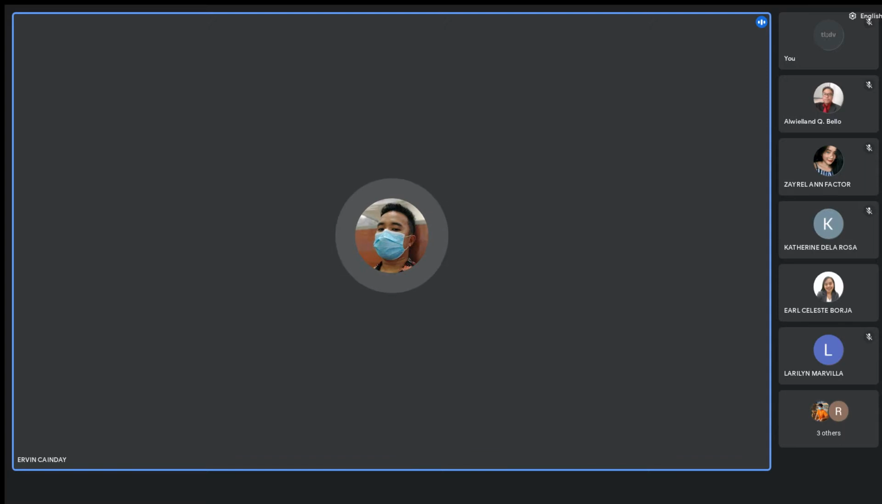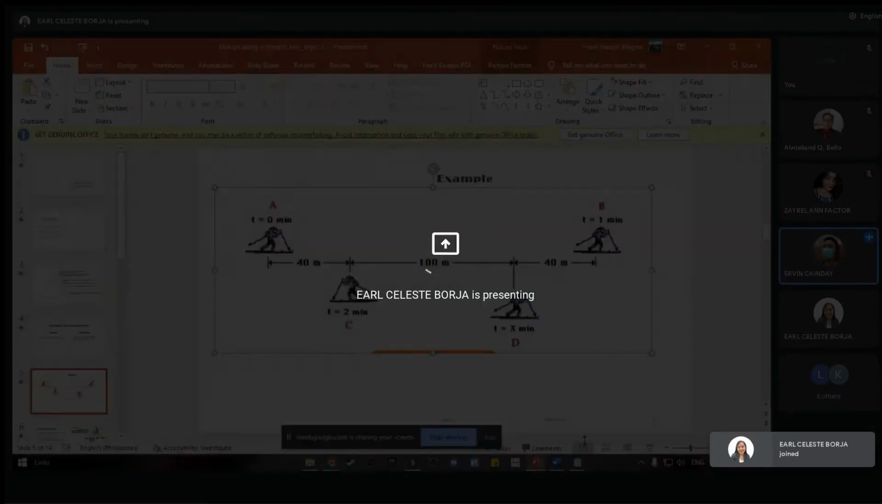So if Earl was able to travel 5 kilometers north in 1 hour in her car, what was her average velocity? In order to solve the average velocity, we will use the formula v equals displacement over change in t, or change in time.